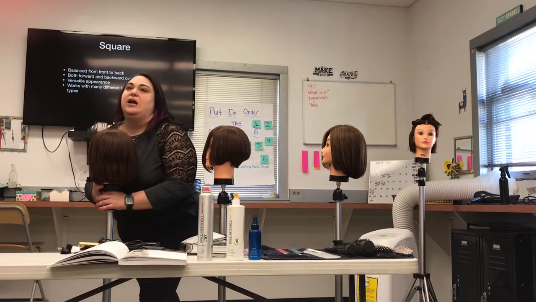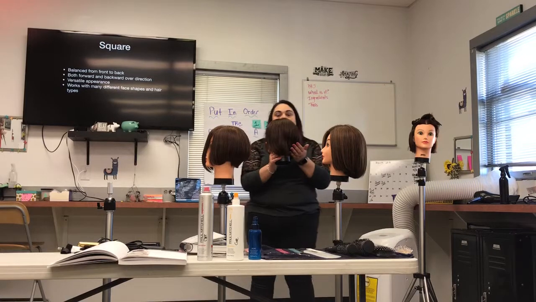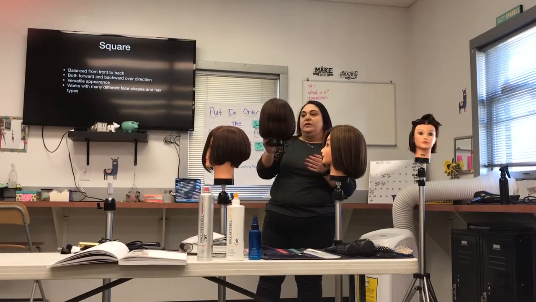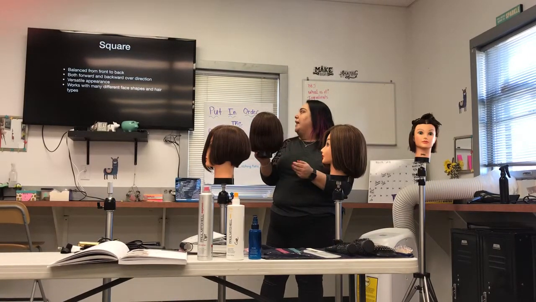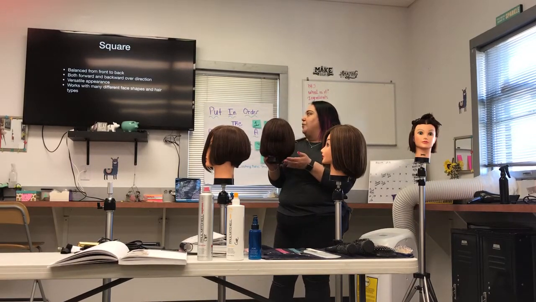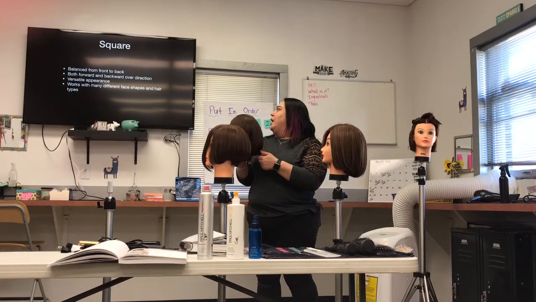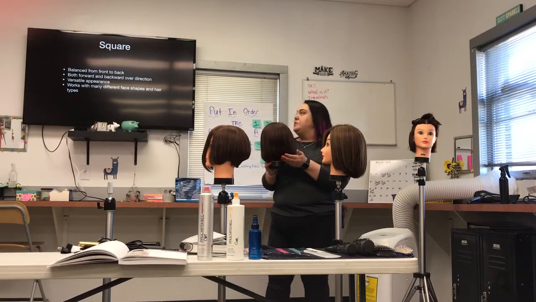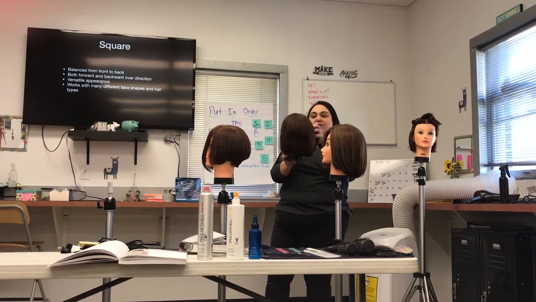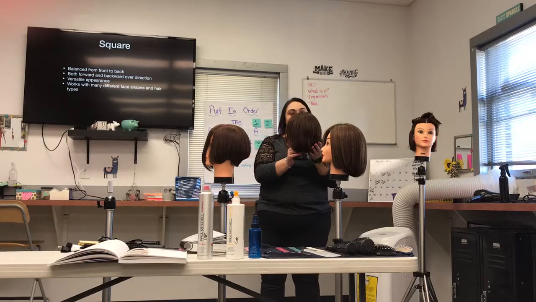And when we look at this haircut, what do you see? Do you see everything equal or balanced? Correct. This is a square. It's balanced from the front and the back. It's both forward and backward over direction. It has a versatile appearance. It works with many different face shapes and all hair types. So many people get this haircut. It works for various people.